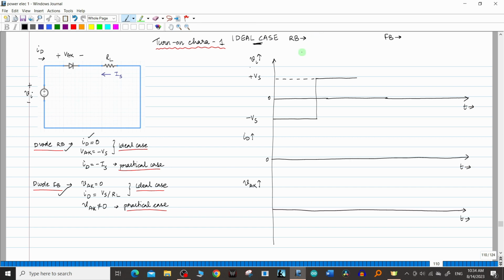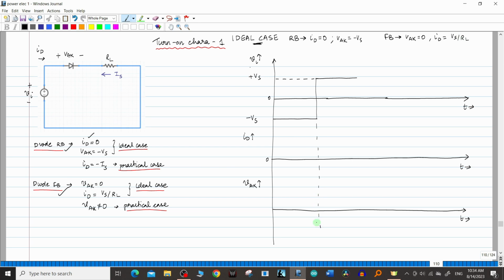Now in the reverse bias condition, the ID value will be equal to 0, and the VAK value is equal to minus Vs. And in the forward bias condition, VAK is equal to 0, or V forward will be equal to 0, and ID will be equal to Vs divided by Rs. All these things we already derived, so let's put it in the graph now.